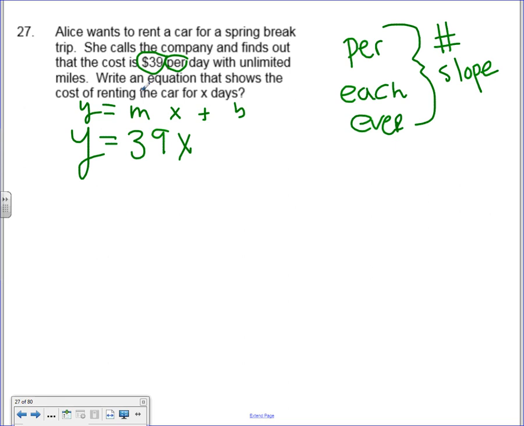Now let's find the y-intercept. Normally the y-intercept is going to be an additional fee or charge, and in this situation I don't have that. So I'm just going to write plus 0. And there is your equation for this situation.